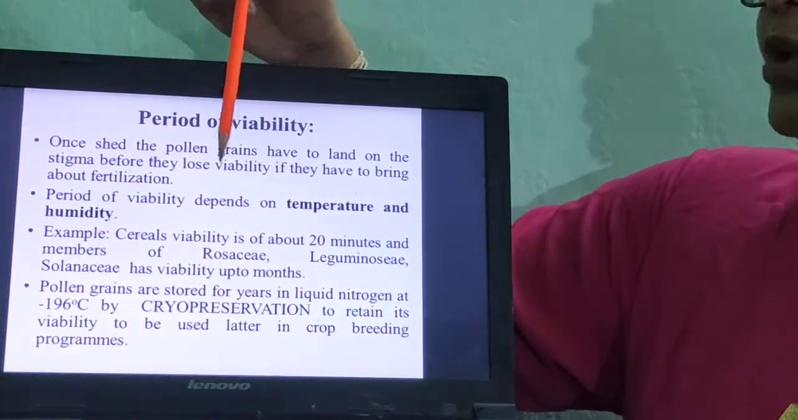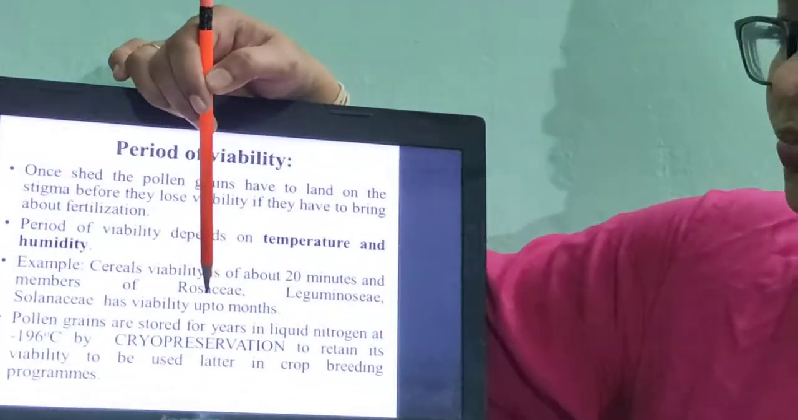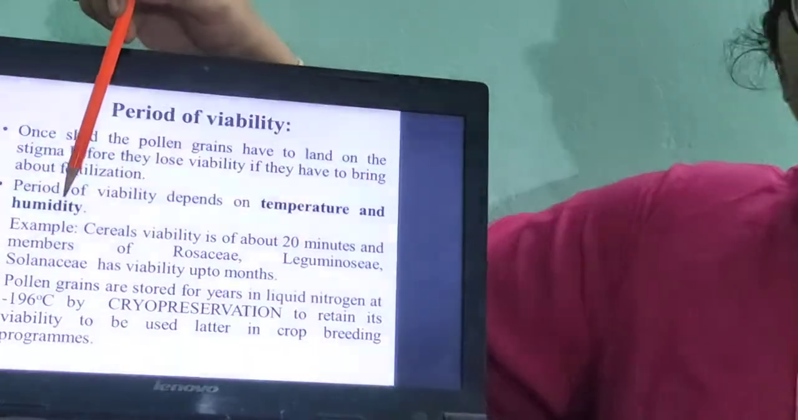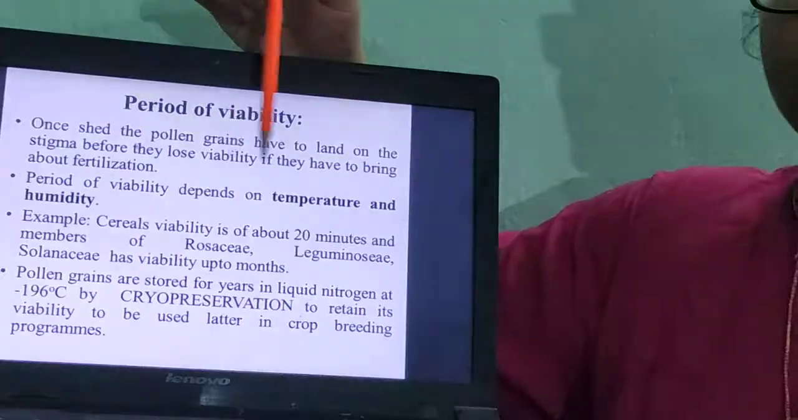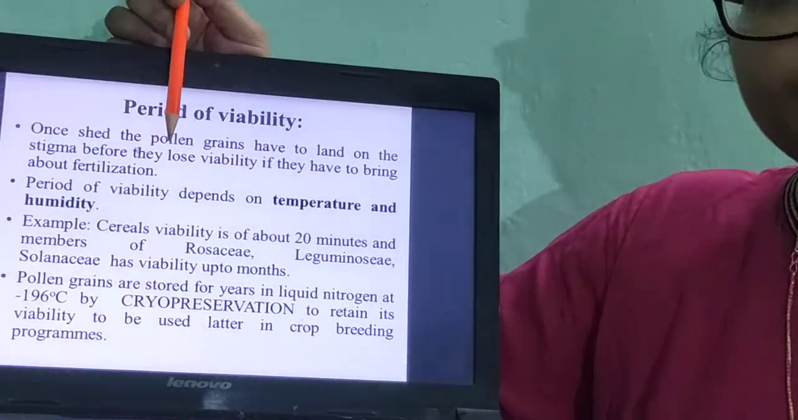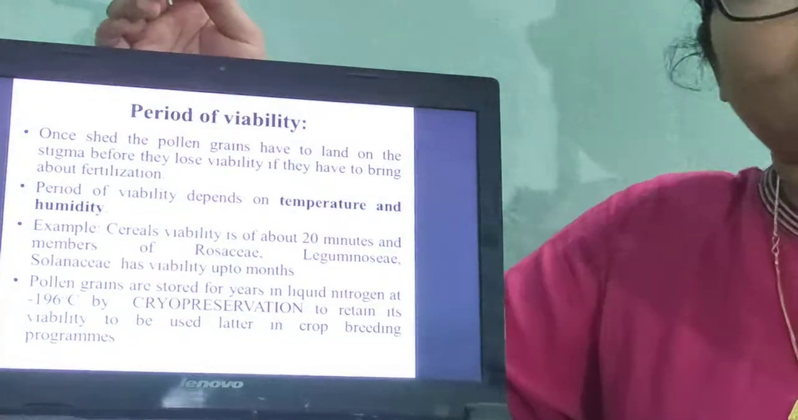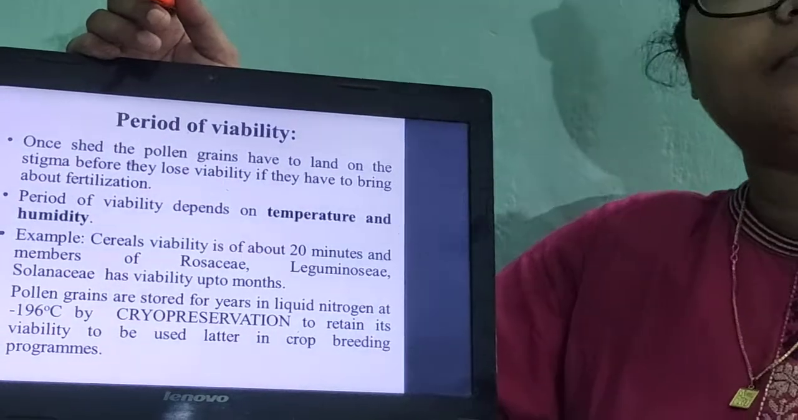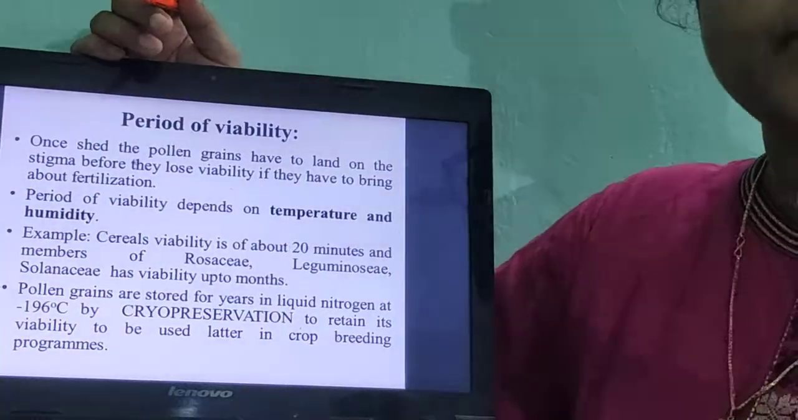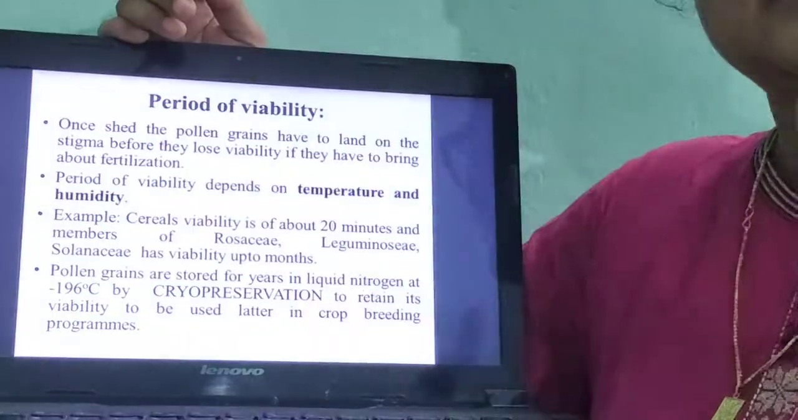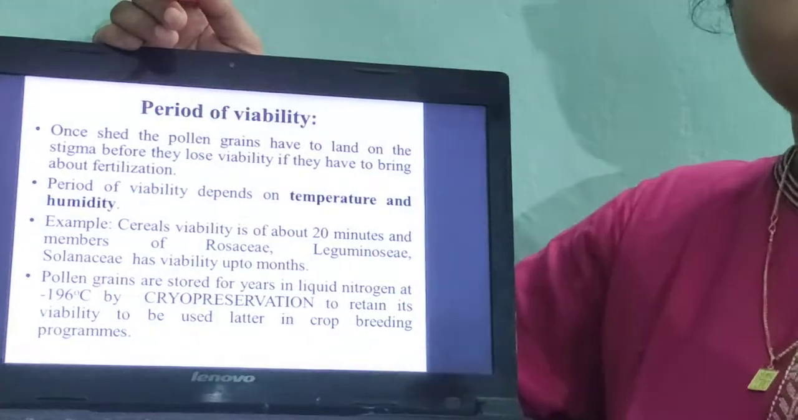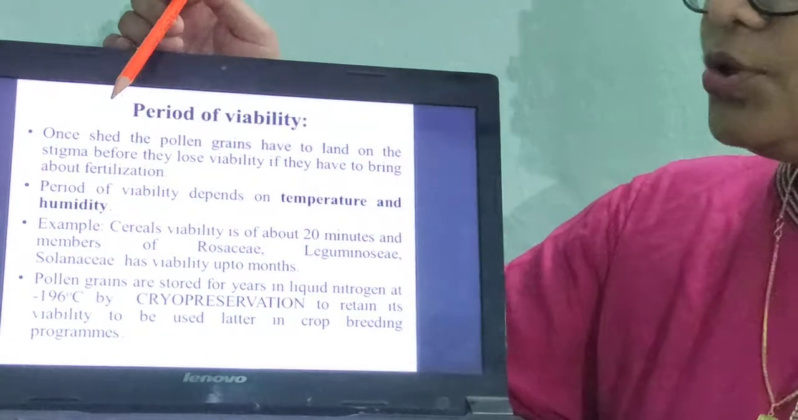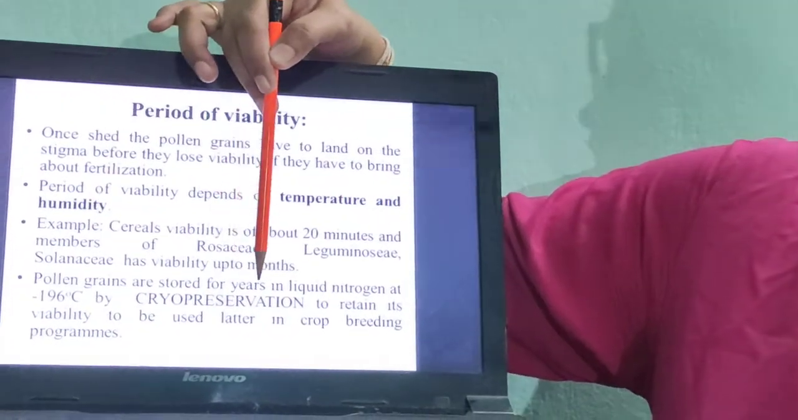Clear? So the period of viability varies from plant to plant, and note down, it depends on temperature and humidity. These are the environmental factors which affect the period of viability. Then the question arises: if the period of viability in pollen grain is short in different plants, how can the plant breeder carry out a plant breeding program at any time in the year? For the purpose of plant breeding, pollen grain can be preserved, right? The pollen grain can be preserved or stored for years.